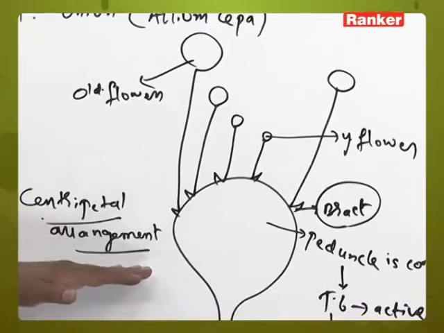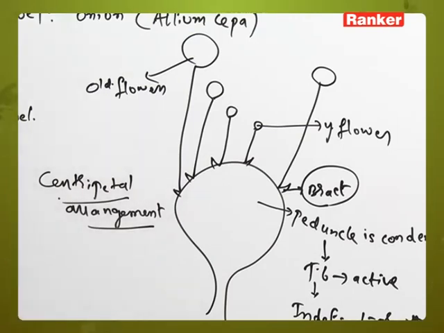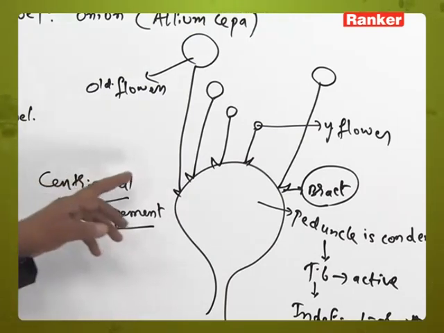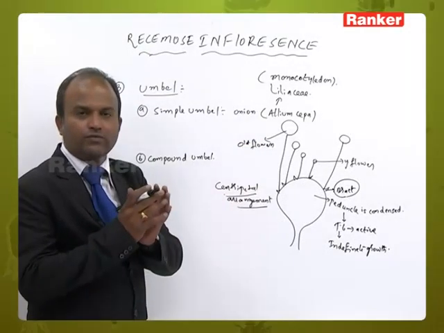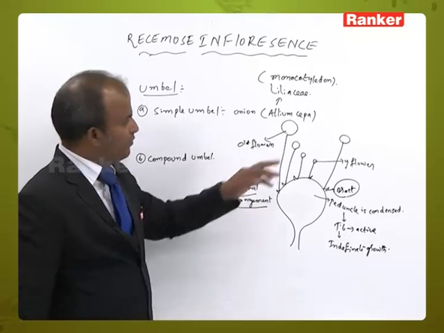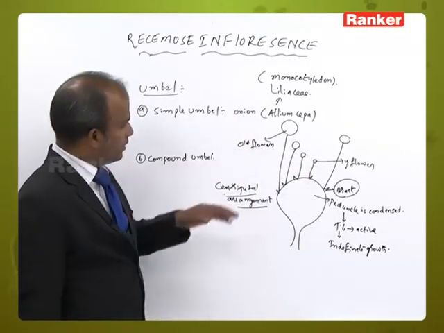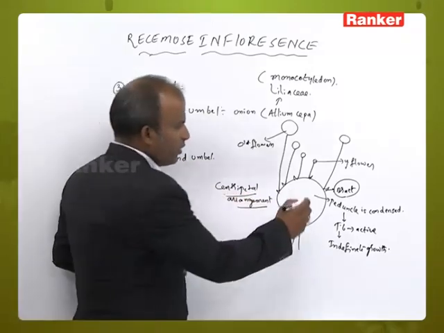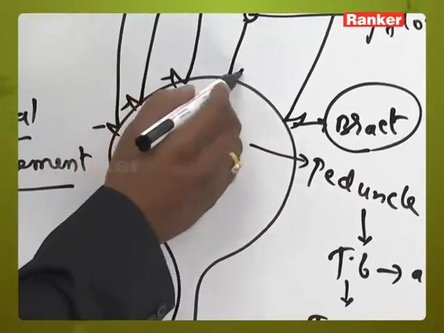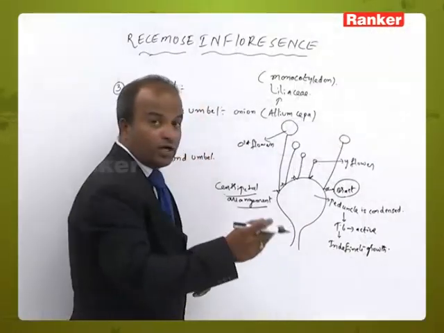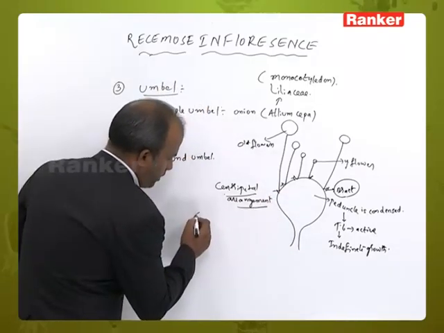This type of arrangement is a centripetal arrangement, and the opening of flowers also happens in a centripetal manner. Why? Because older flowers open first, whereas younger flowers open later. And on this condensed peduncle, bracts are present in the form of a whorl.